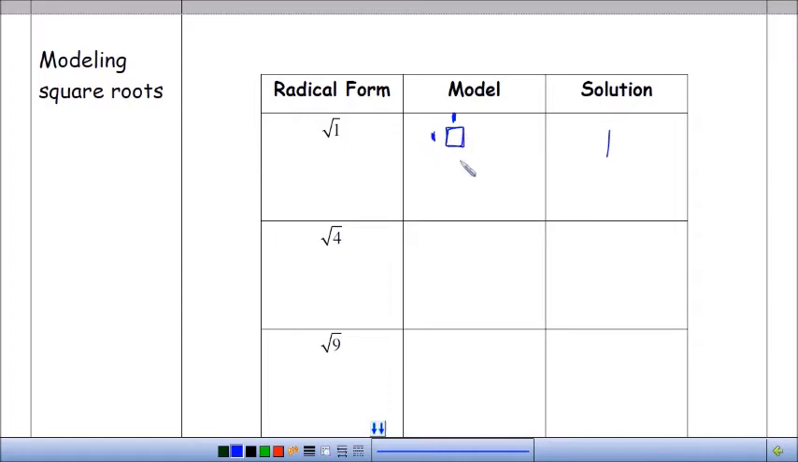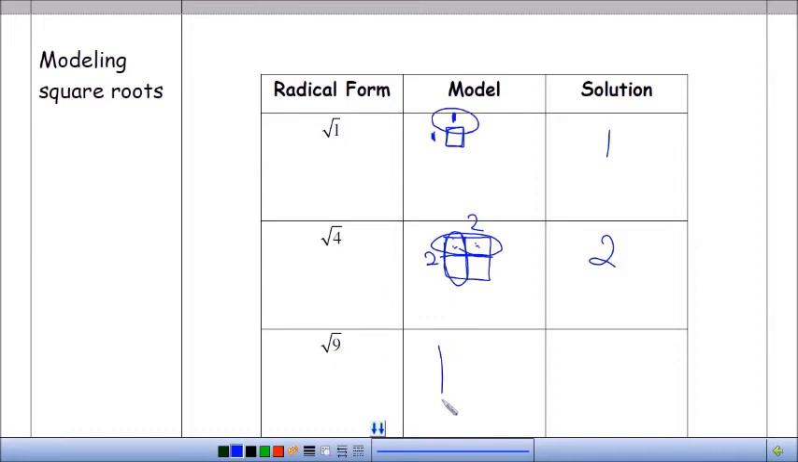Now we're not looking for how many total squares we have. We're looking at how many squares we have on one side only. Let's look at the next one. 4, square root of 4. I'm going to draw a square with 4 squares inside of it. Now I have 1, 2 squares on the top. So these 2 squares and then these 2 squares, that tells me that 2 times 2 equals 4. So the square root of 4 is 2.